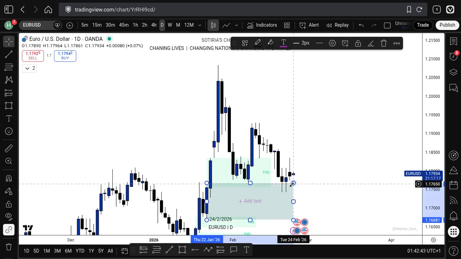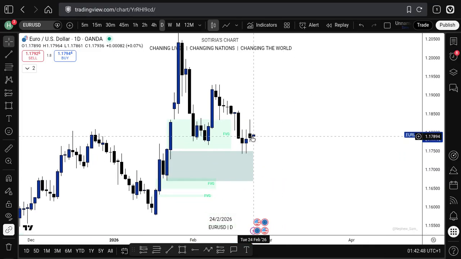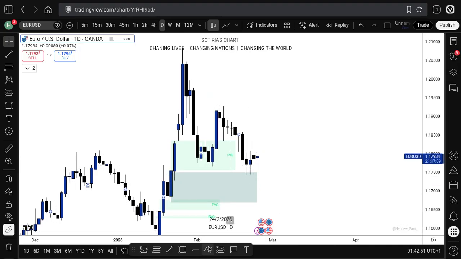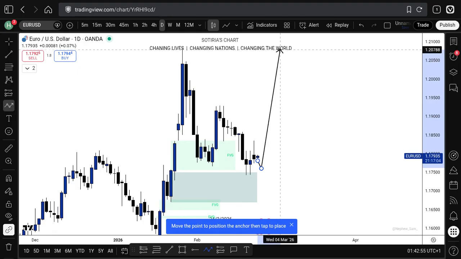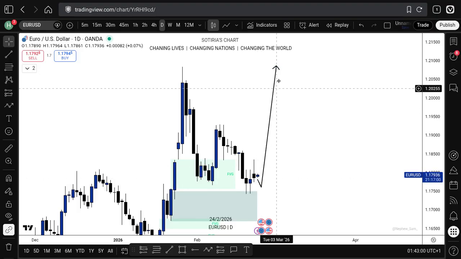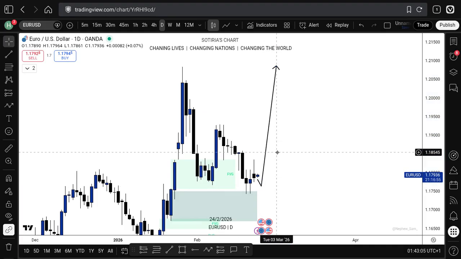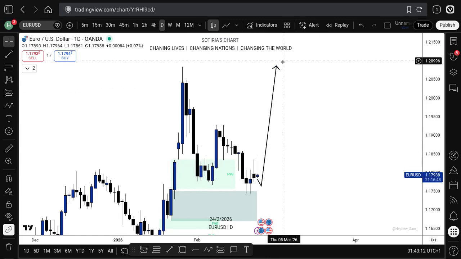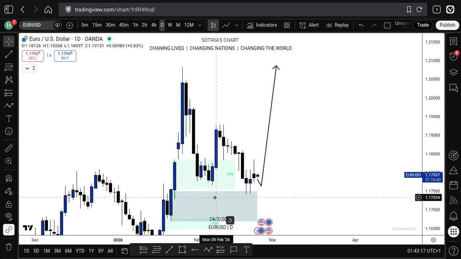So currently we can see this current level right now. I'm also looking to see price buy from this level and higher today. So I want to see price buy from this level and higher. So that is what I have on EURUSD on this daily time frame. I want to see buy from this level and send it up.